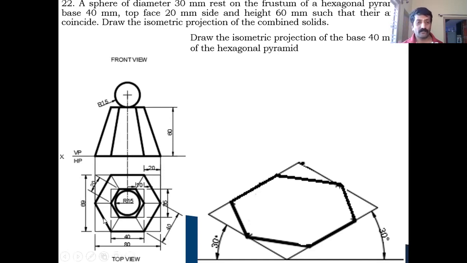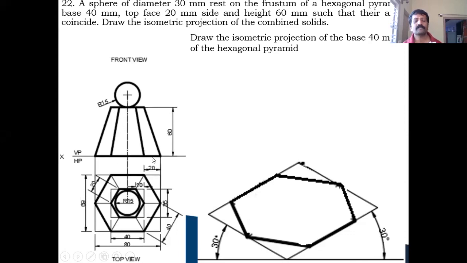So how to draw it? First, from this outer hexagon you draw all the lines. And what is the height of your frustum of hexagon pyramid? 60 millimeter. You take that and draw a horizontal line. Then, as well as the smaller hexagon, extend it wherever it meets, and you join the corresponding points.